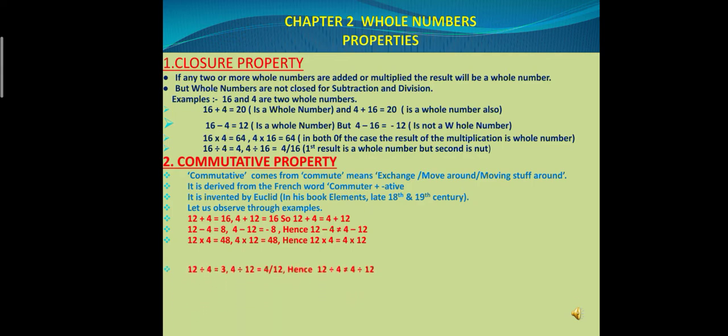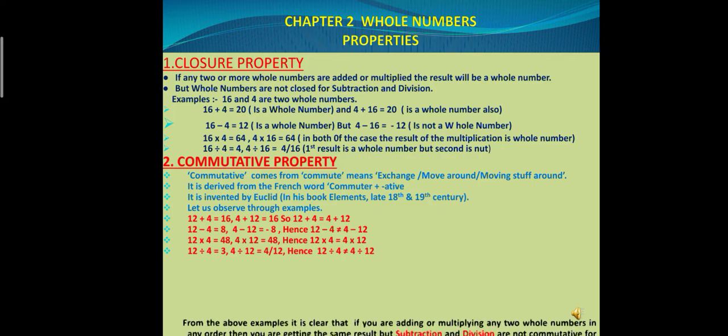In case of division, if 12 is divided by 4, then we are getting 3, but 4 divided by 12, we are getting 4 by 12, which can be written as 1 by 3. Hence 12 divided by 4 is not equal to 4 divided by 12. That means division doesn't come under commutative property. We can write in algebraic form a divided by b is not equal to b divided by a in case of whole numbers.